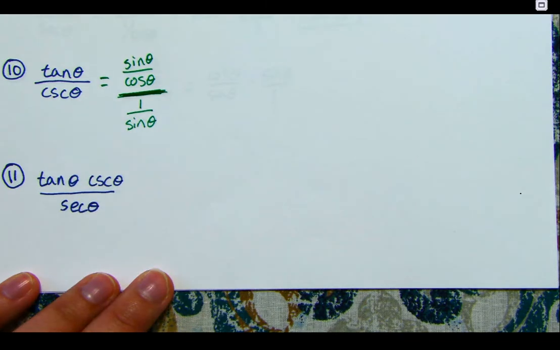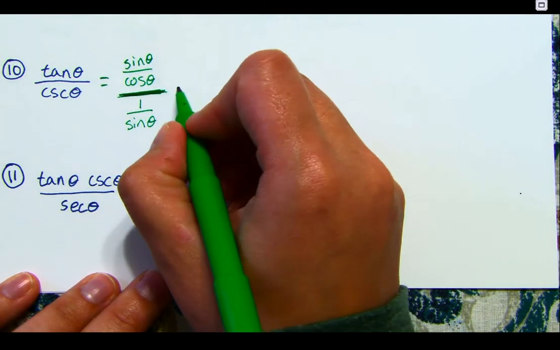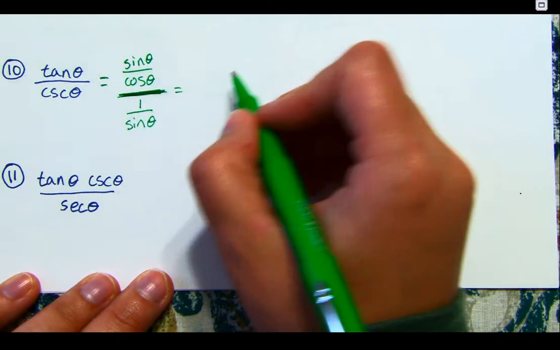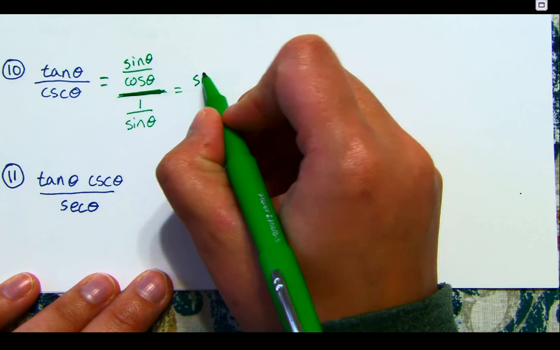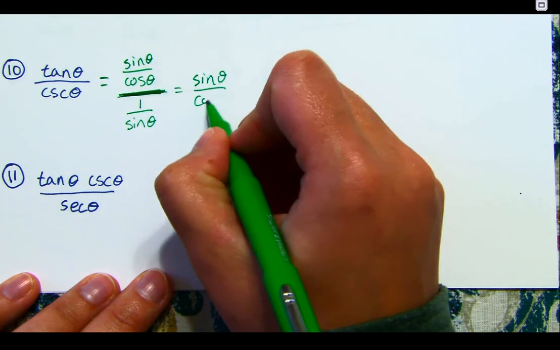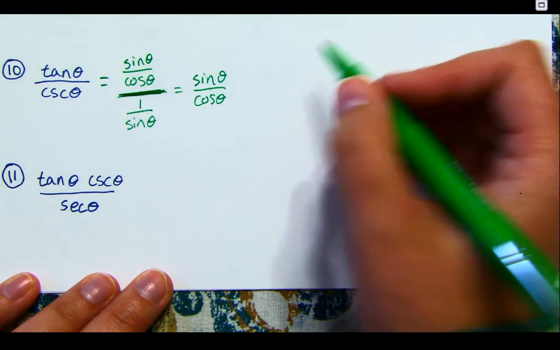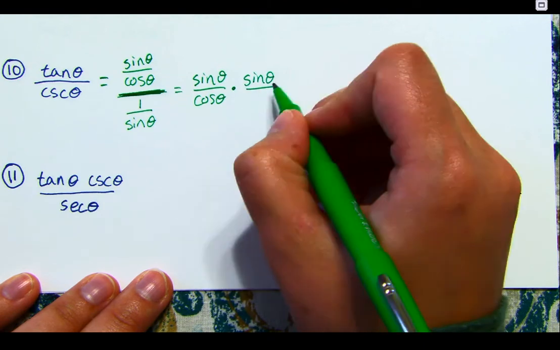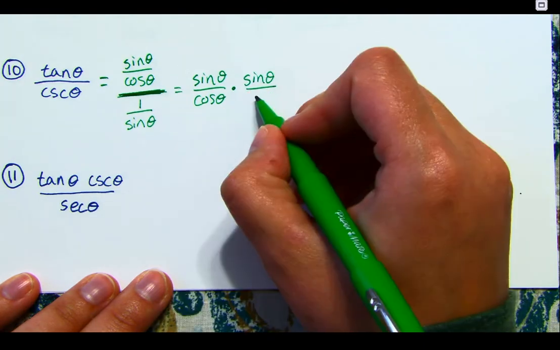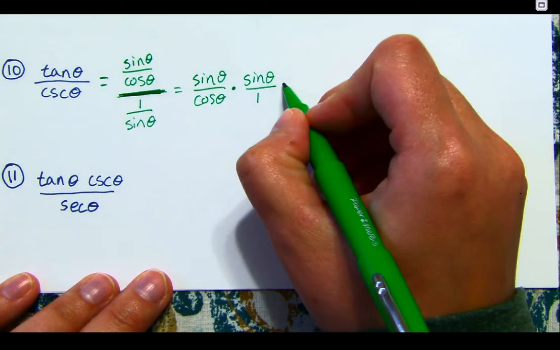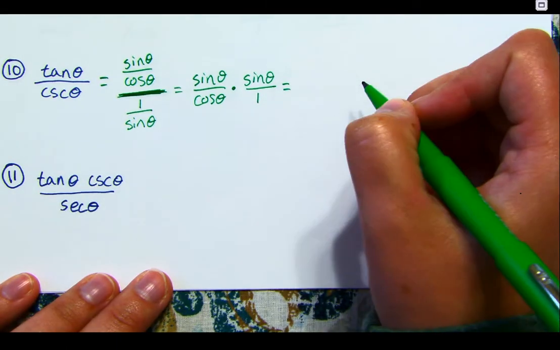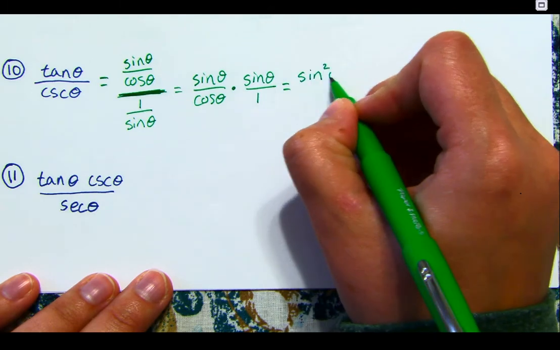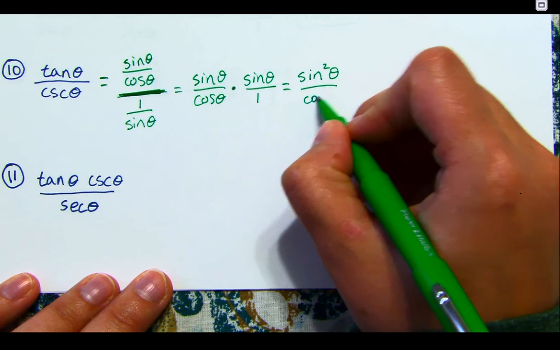sine theta. Now again, we don't want to divide by a fraction. Instead, we're going to multiply by the reciprocal of this. So this is going to be sine theta over cosine theta from the numerator, and then times the reciprocal, so sine theta over 1. Now this time I can't cross reduce, so I'm going to multiply straight across. So I would have sine squared theta over cosine theta.